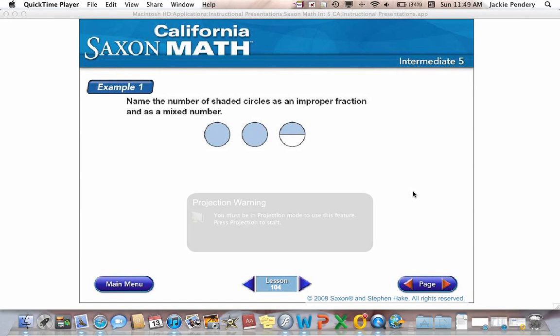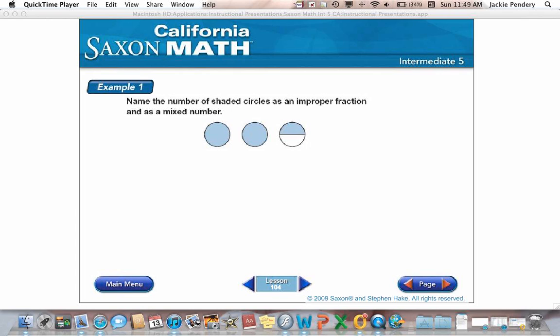Okay, we're going to be talking today about lesson 104, turning mixed numbers into improper fractions. Typically what we've been doing recently is when we get an improper fraction, we turn it into a mixed number. However, we're going to start by doing some concepts like adding and multiplying mixed numbers where we have to have our numbers as improper fractions first. So let's look first at example number 1.